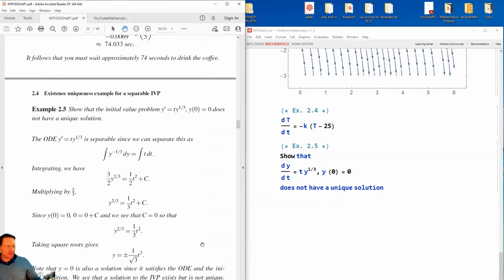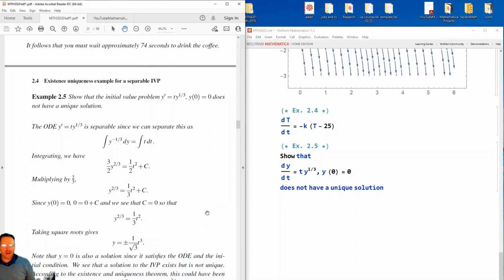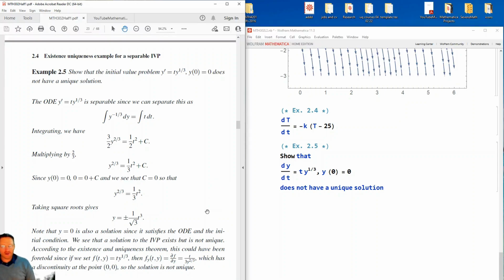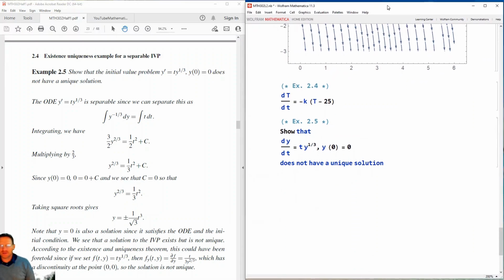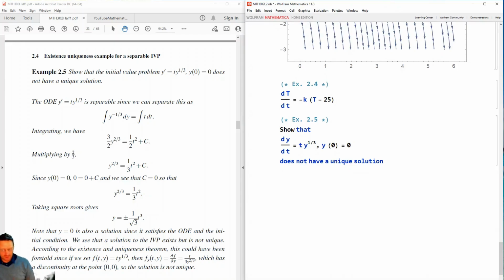Okay, so let's go back and review a separable equation which doesn't have a unique solution. All right, so this is an initial value problem that does not have a unique solution. Now, if you recall, earlier in the last session I presented the existence and uniqueness theorem, which says essentially that not every initial value problem has a unique solution, right? Some may have multiple, some may not have any, in a region near that initial solution.